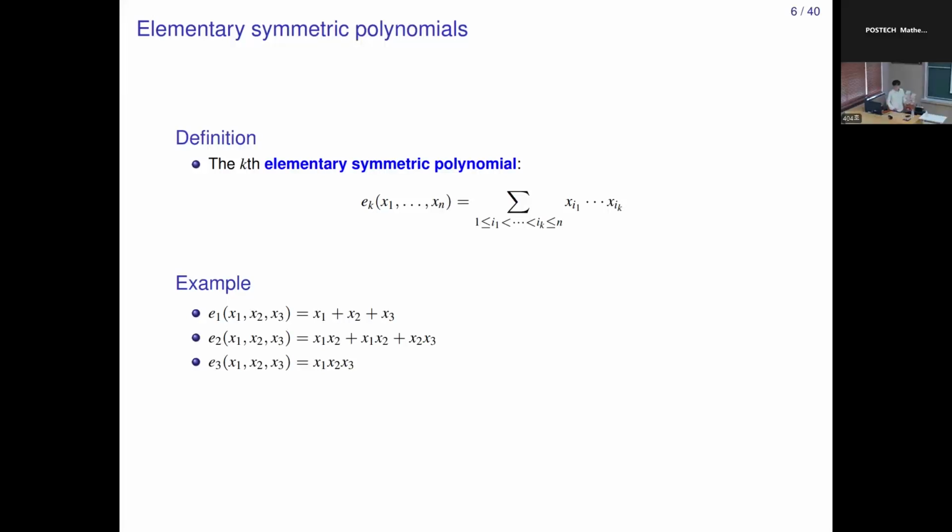Oh, yeah, that's right, it should be 1, 3. Yeah, thank you. And e4 is 0 because we have to select 4 distinct variables, but we have only 3, so it's 0. But of course, if we have more variables, this will be non-zero.